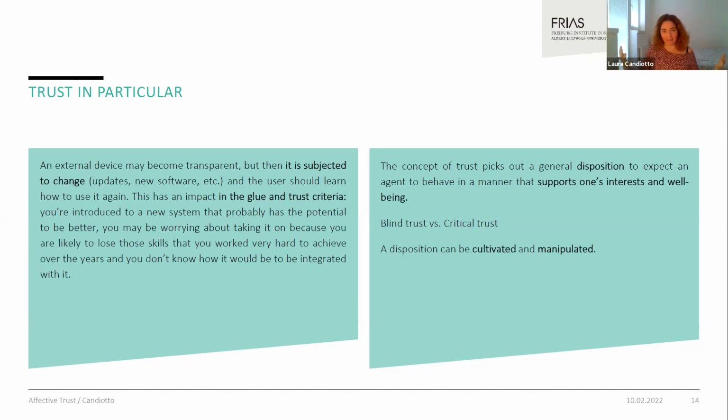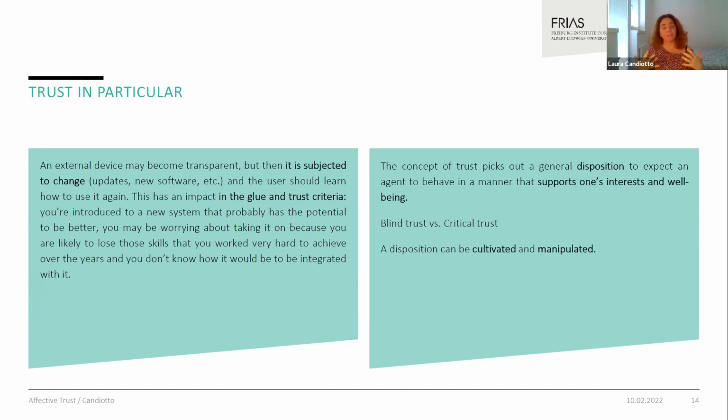And this trust, and here a full conceptualization of trust is necessary, for me, should be understood as a disposition. So I do not take trust as an emotion per se, but as a very complex disposition with cognitive and affective and volitional dimensions. In general, we can say that there is a disposition to expect an agent, so also an AI, to behave in a manner that supports one's interest and well-being. So there is an expectation in there.